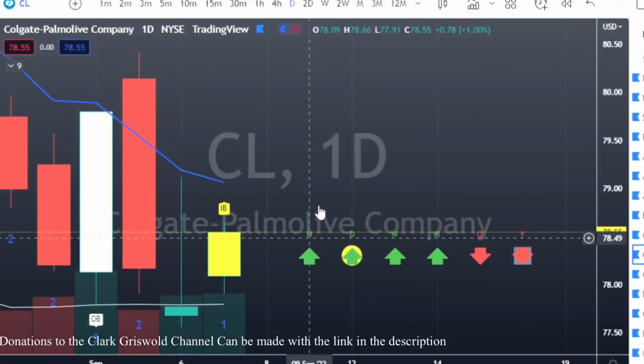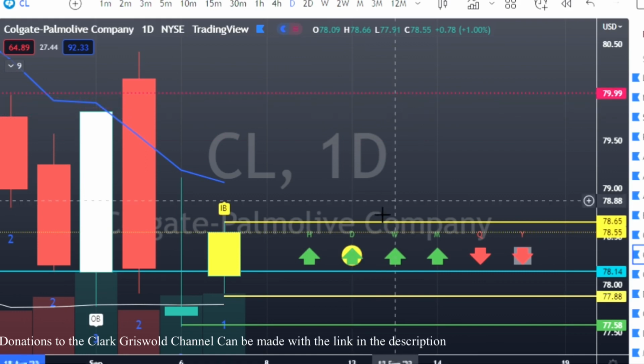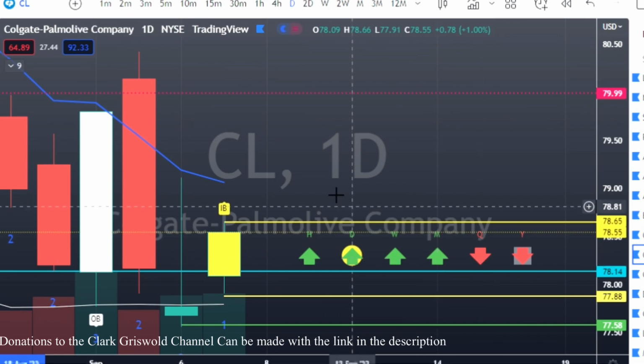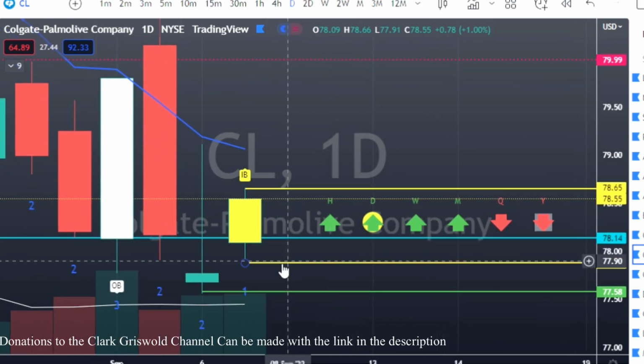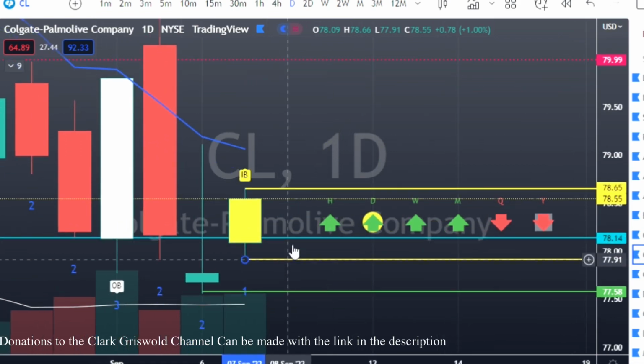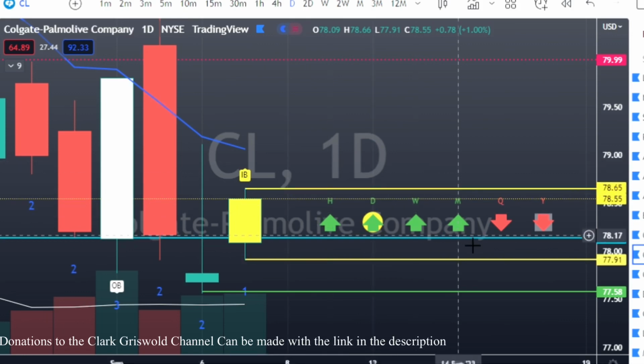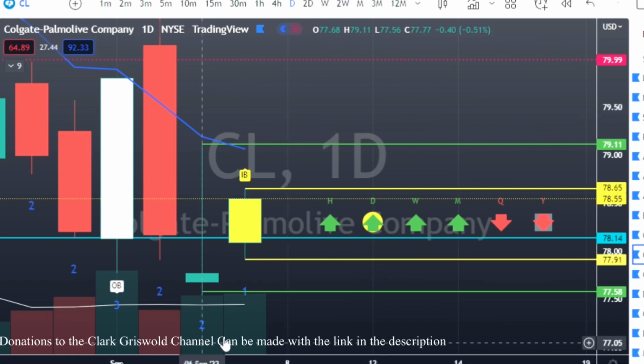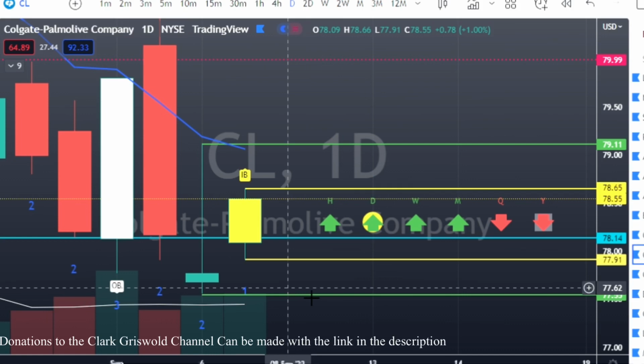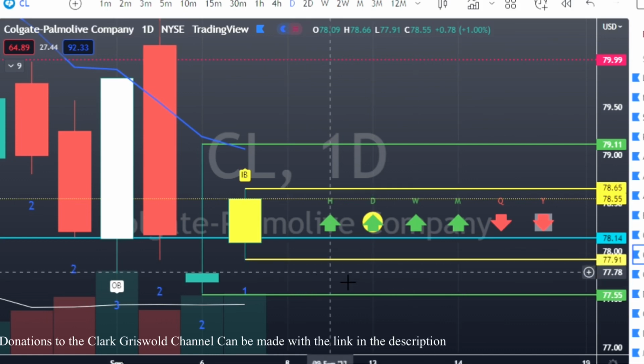CL, Colgate-Palmolive. Here's one, okay? Hourly, daily, weekly, monthly, all green. So, if I'm looking at this trade, based on time frame, I'm going to say it's going to go up. And that would be the higher probability trade to take. So we would look for calls at 78.65. And then our target would be at 79.11, just like our target to the downside here at the bottom of the wick would be 77.55, and a first trigger there for puts at 77.91.